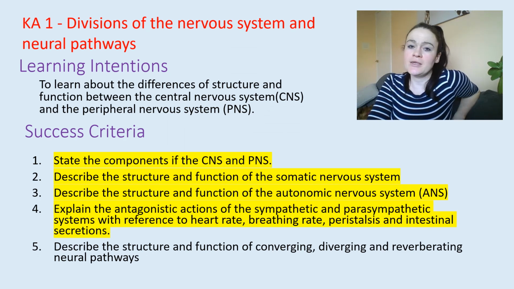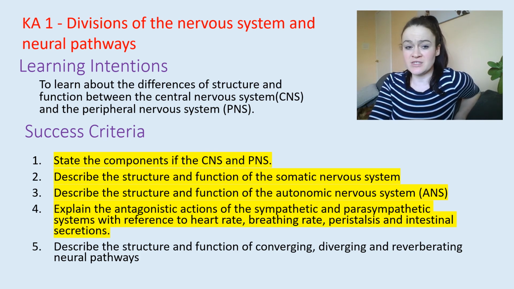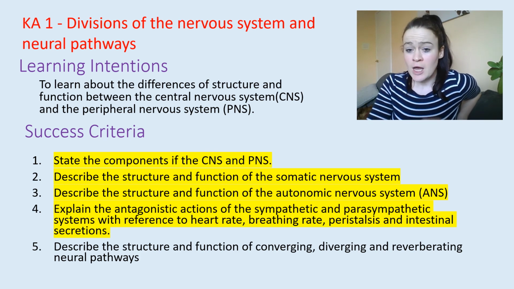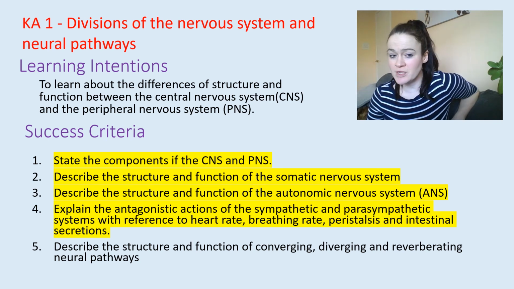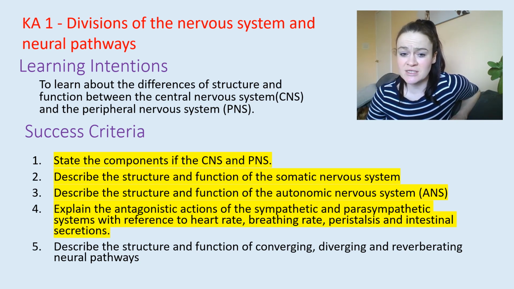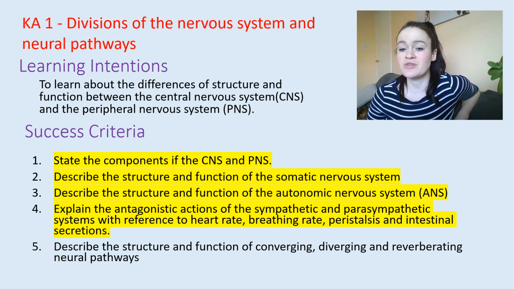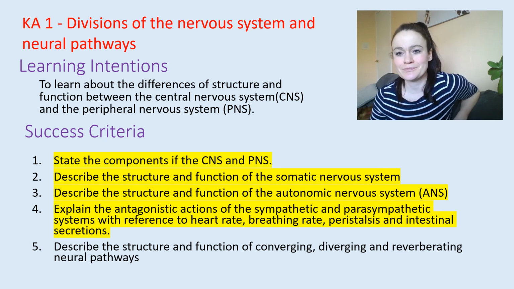That brings us to the end of that little bit that's looking at the differences of structure and function in the central nervous system and the peripheral nervous system, because remember we're going to do neural pathways later. So by the end of this, you should be able to state components of the CNS and PNS, describe structure and function of somatic nervous system, structure and function of autonomic nervous system, and looking at the sympathetic and parasympathetic systems in regards to heart rate, breathing rate, and the digestive system.